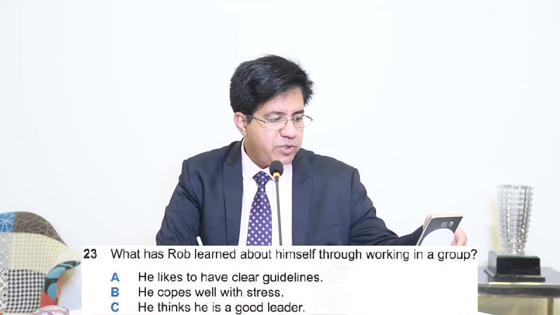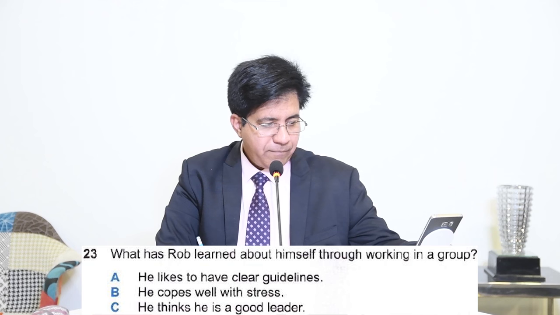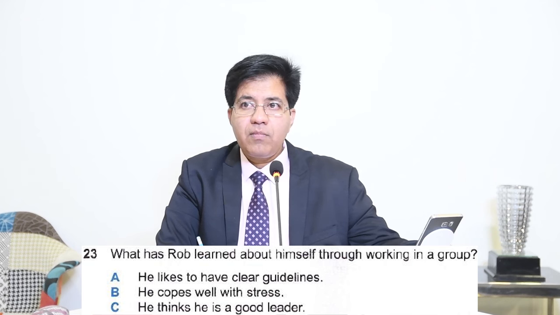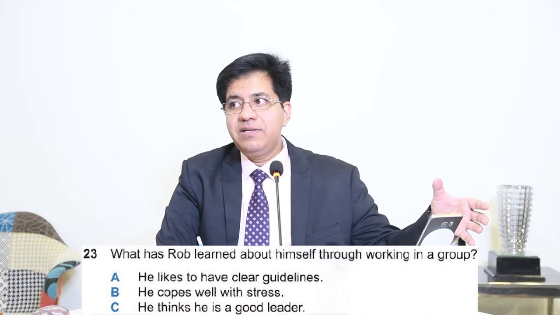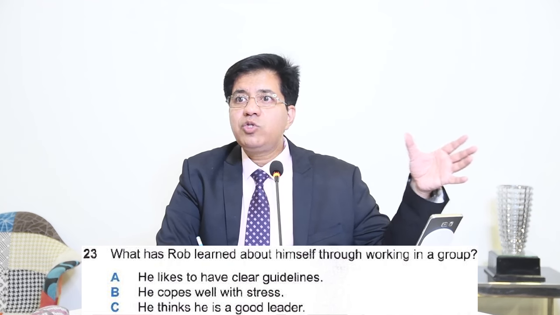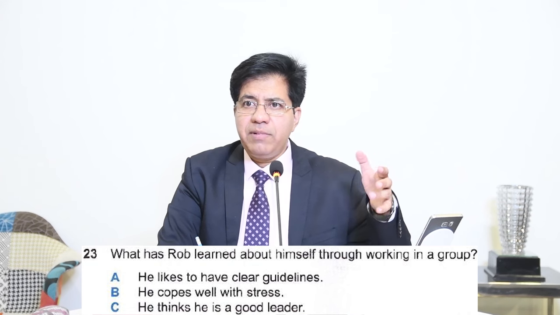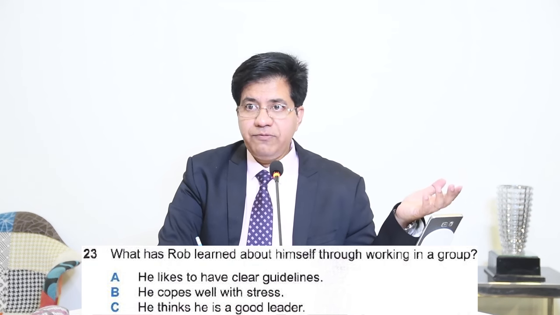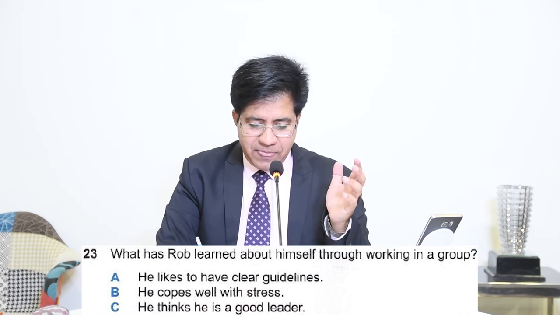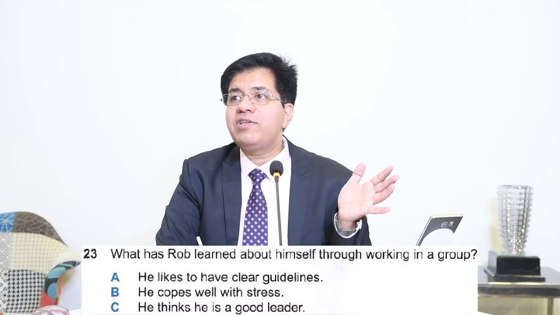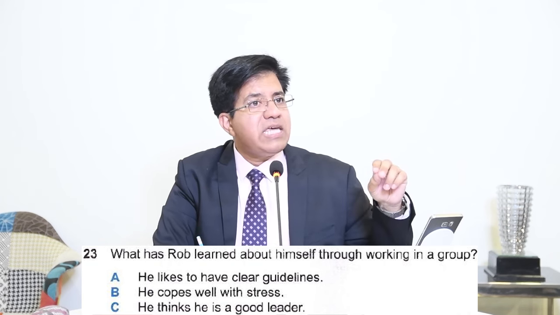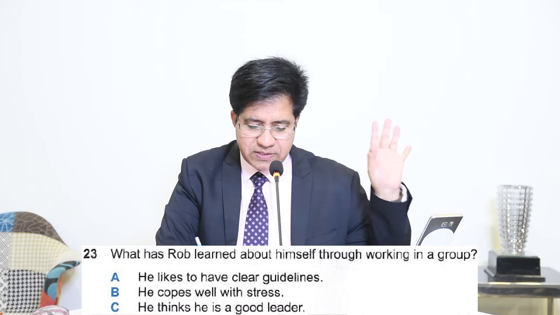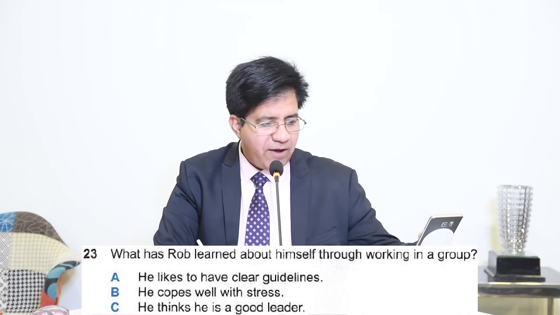Now please come to option C. We couldn't agree. Yes. So did one person emerge as the leader? Sophia did. So who was the leader? Sophia. It's another name. So he thinks he's a good leader? No. Who was the leader? Sophia. If you cross option B and C, you always find the right answer here. And that is, he likes to have clear instructions.